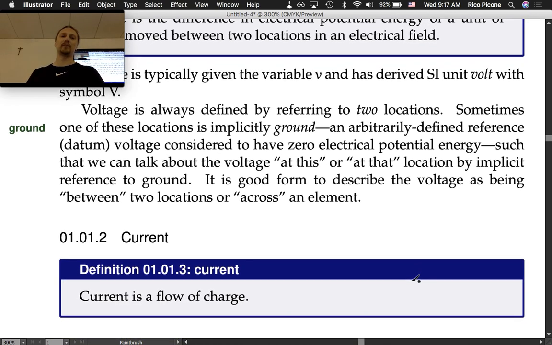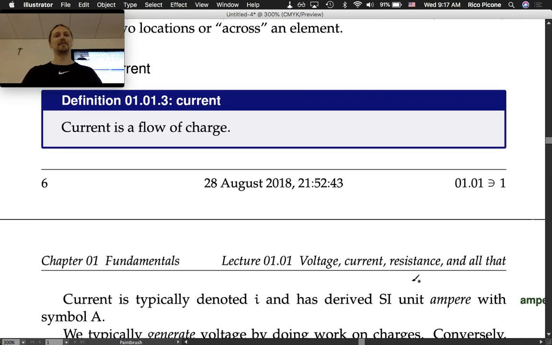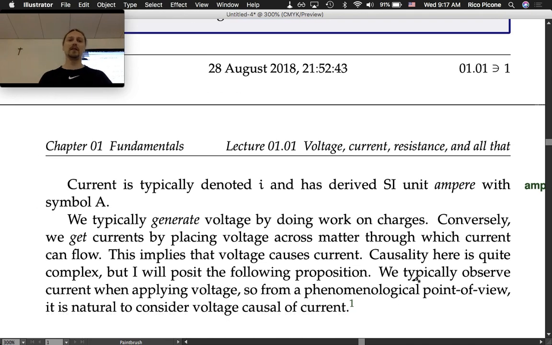So, current. Current is a flow of charge. It's a pretty simple definition. So you've got charge, this fundamental quantity that's conserved, and it flows around. If you build it up in a place, it has potential energy, voltage. Okay. If you flow it around, we call that current. Current's typically denoted lowercase I and derived SI unit ampere with symbol A.